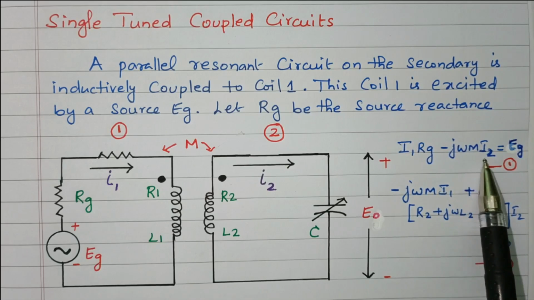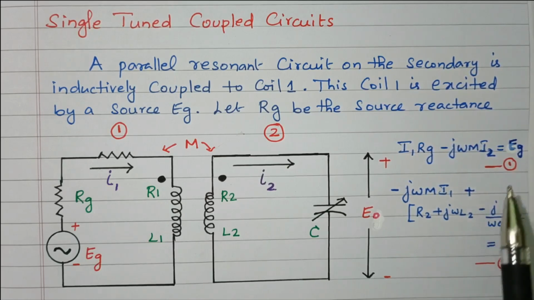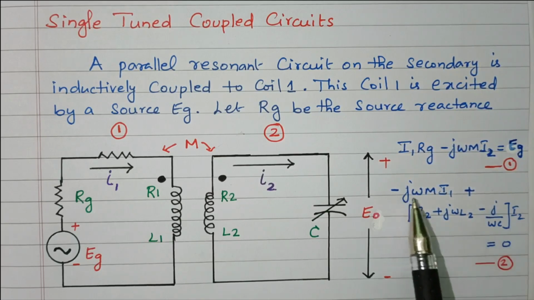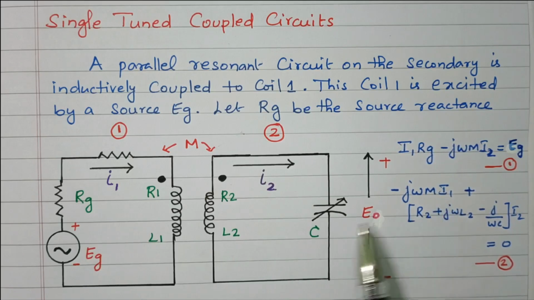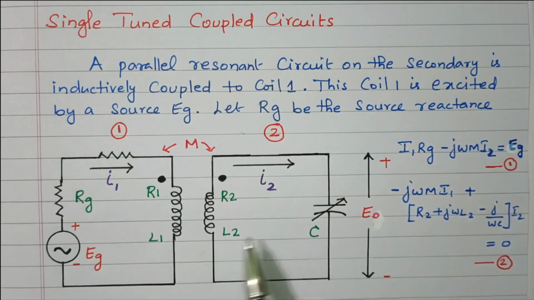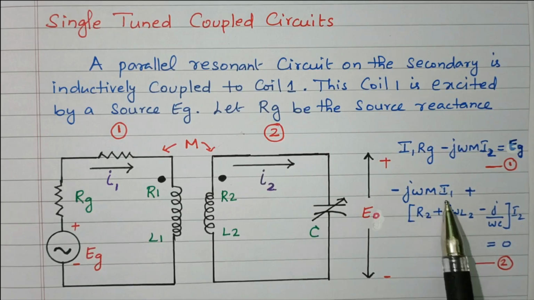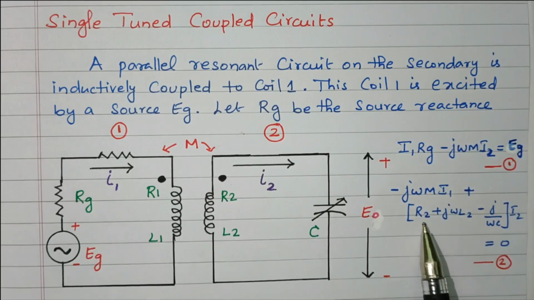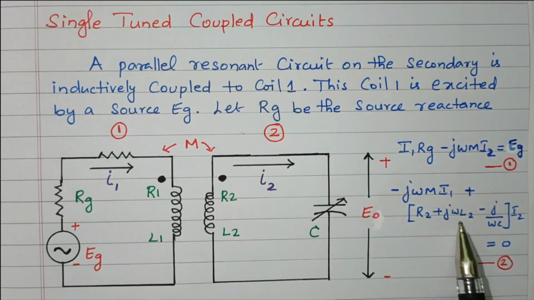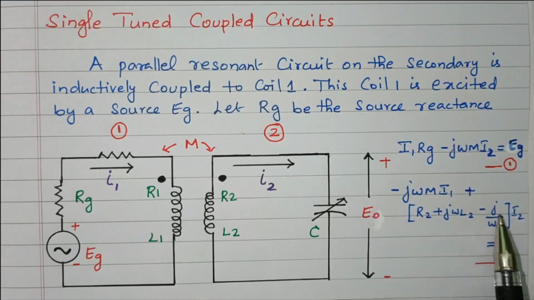This is the mutual inductance drop due to the secondary coil current, equal to Eg. For the second circuit, minus j omega M I1 for the second coil, which is the mutual inductance due to the first coil, plus R2 plus j omega L2 minus j by omega C, into I2, equal to 0. So this is equation 2.